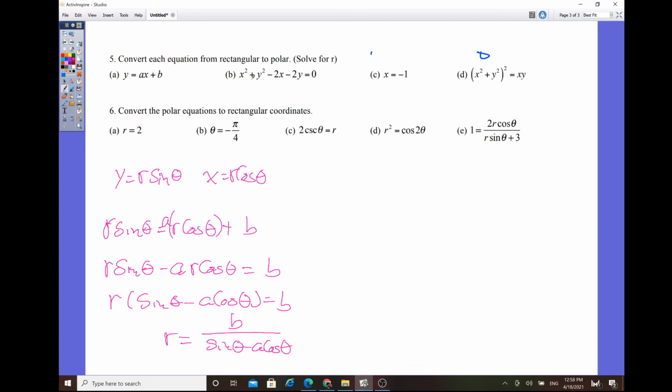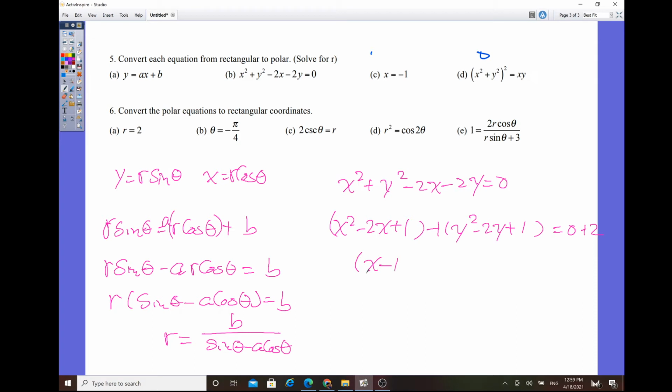And then for part b, it's quite similar, but before you do that, you probably want to complete the square first. So it looks like that one's going to be the equation of a circle. So x squared, back to the conic, complete the square, group those like terms. So add 1 here, add 1 there, so on the other side we need to add 2. So x minus 1 quantity squared plus y minus 1 quantity squared equals 2. Okay, so that's the equation of a circle.